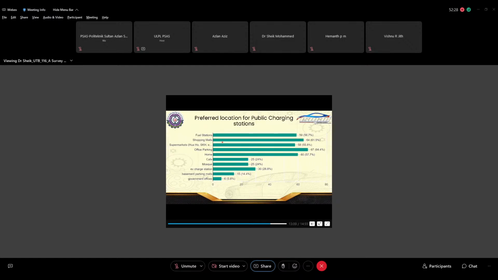Then the preferred location. The other question asked was what is your preferred location for charging stations, and 59% prefer to charge their car from fuel stations. 64% have a very good understanding and they prefer shopping malls. Another 58% think that supermarkets are a good place to charge your car, and the understanding again is correct here. 67% prefer to charge their vehicle from their office parking. Of course, people prefer to charge their car from home also.